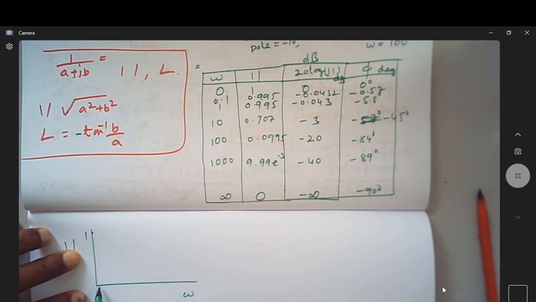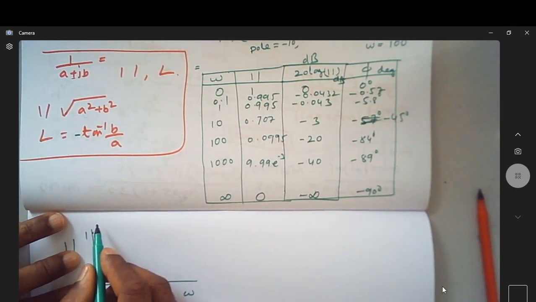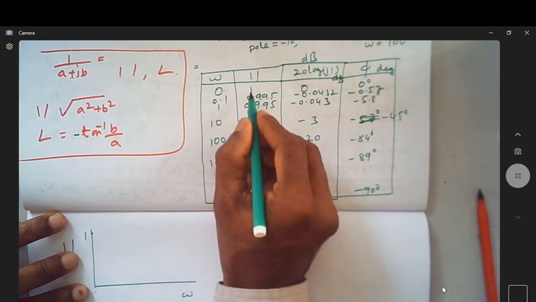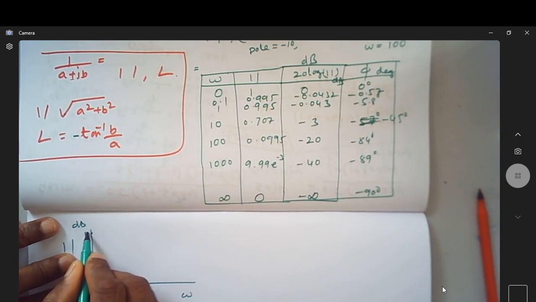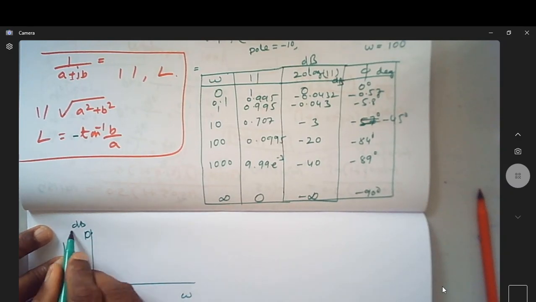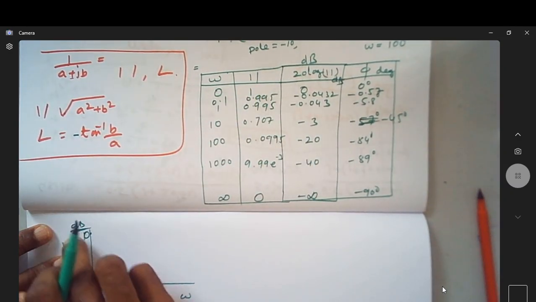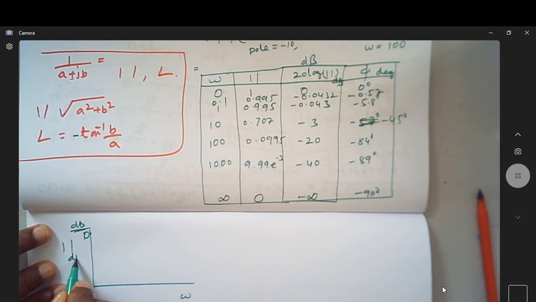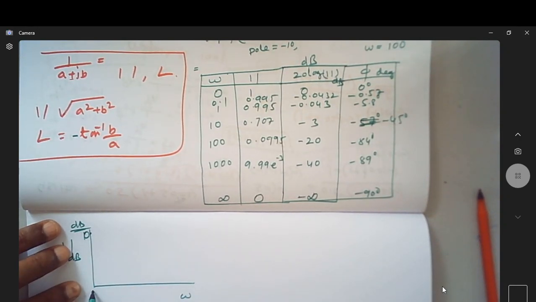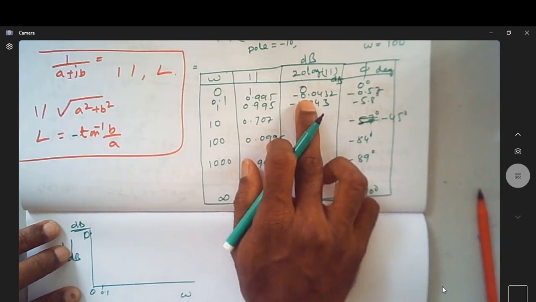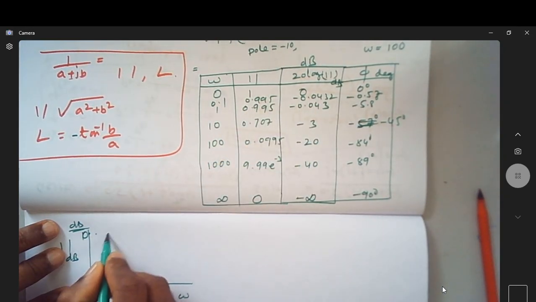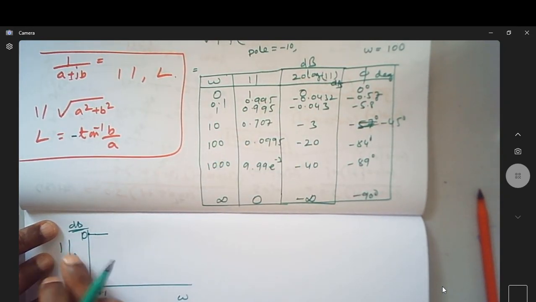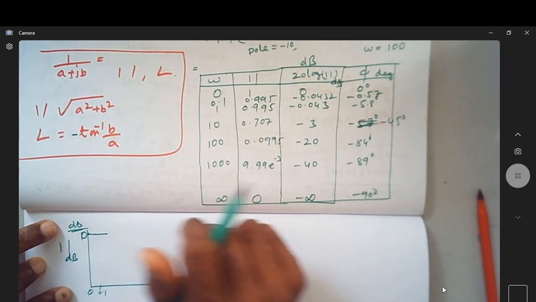So what I mean to say is, for lower magnitudes, the magnitude is 1 in terms of ratio, but in terms of dB it is 0 dB. In terms of absolute magnitude it is 1, but when you represent this magnitude in dBs, it is 0. This is for 0 radian per second. For 0.1, is it almost 0 dB? For 1 also it is almost 0 dB. So this is the 0 dB line for lower values of omega.